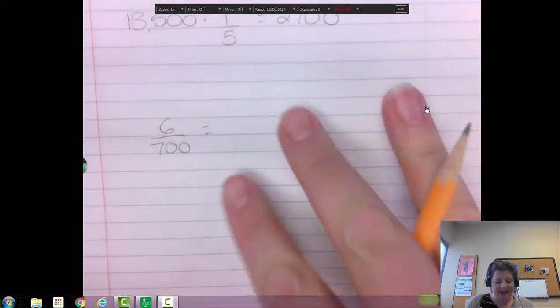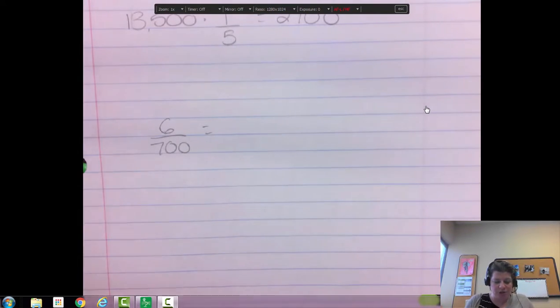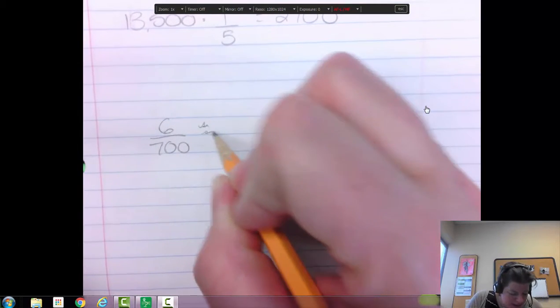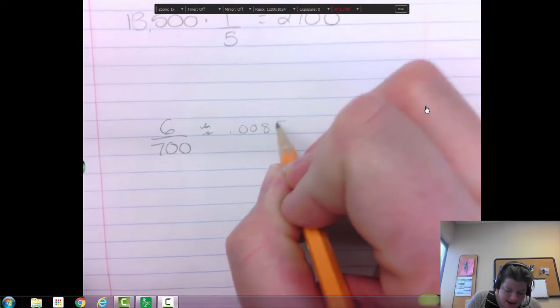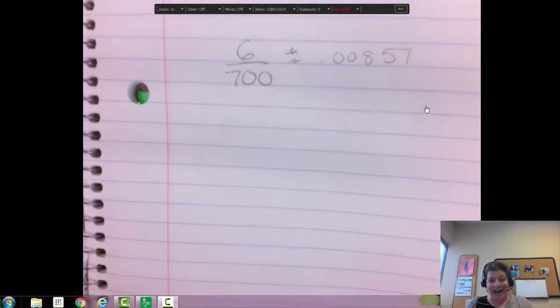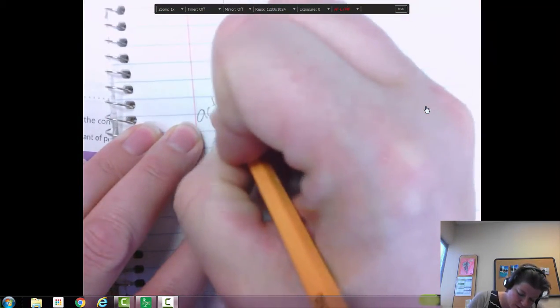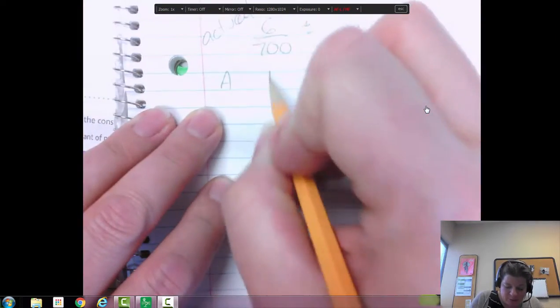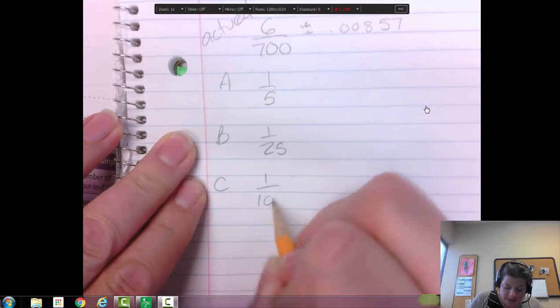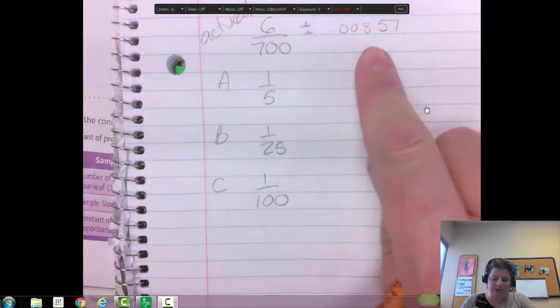So we have to decide or compare the fractions. Which one's closest to 6 over 700? So one way is to divide 6 by 700 and look at the decimal. This one is going to be about 0.00857, whatever. So that's the actual that they gave us. And then let's look at those 3 samples. A was 1/5, B was 1/25th, and C was 1/100th. Let's find which decimal is the closest to this one.